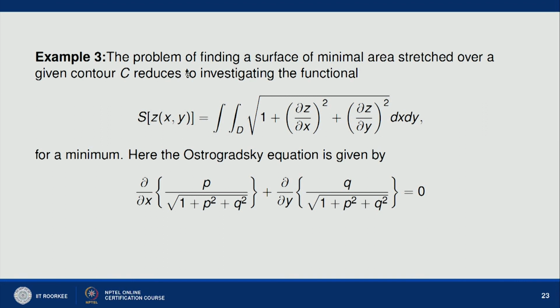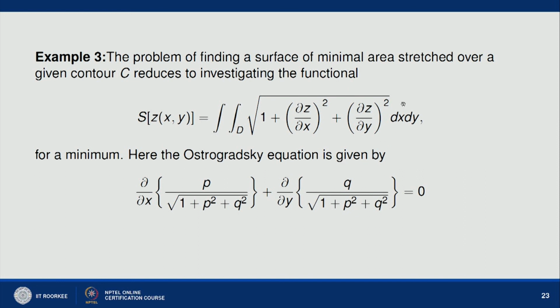So in example 3 we want to find a surface of minimal area stretched over a given contour C. Here we have a contour C and we want to find a surface which gives the minimal area, and it is a generalization of the problem of minimum surface area in one dimension. So here your functional is S of z(x,y), given as double integral of root of 1 plus zx whole square plus zy whole square dx dy. In the same way you can find the Euler-Ostrogradsky equation.